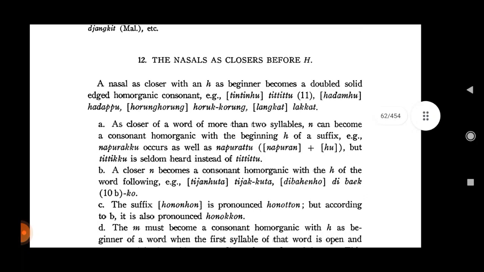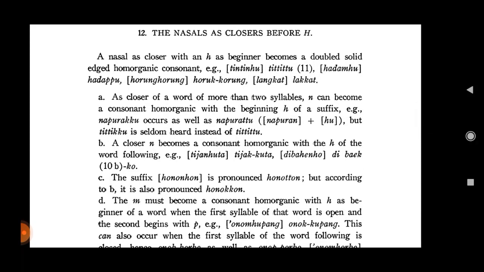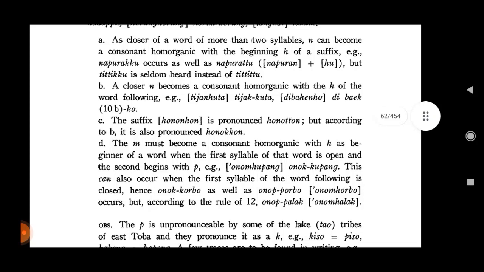The nasal as closer before ha. A nasal as closer with an ha as beginner becomes a double solid H homogenic consonant, e.g. titit hudampu, hadappu, horung, lakat. As closer of a word of more than two syllables, it can become a consonant homogenic with the beginning ha of a suffix, e.g. napuraku occurs as well as napuratu, napuranhu. But titikku is seldom heard instead of tititu.